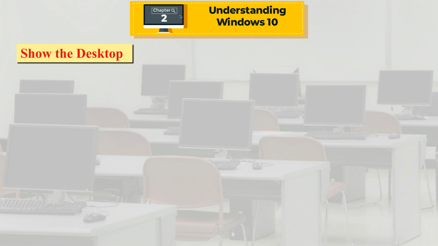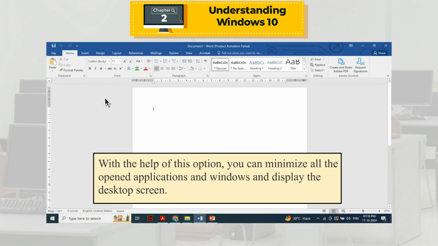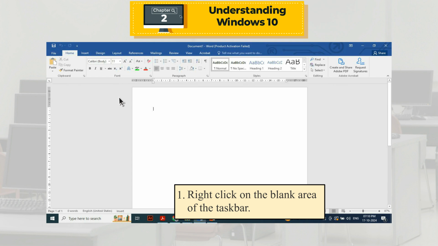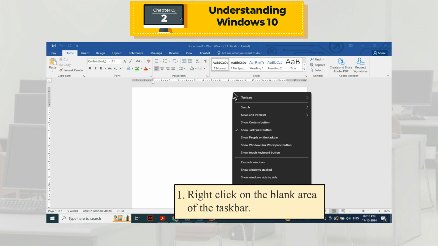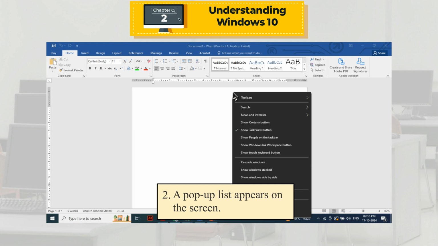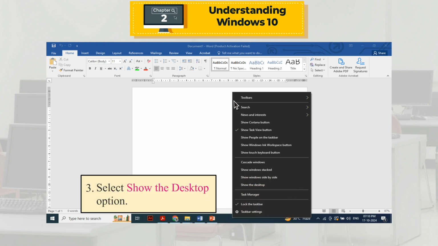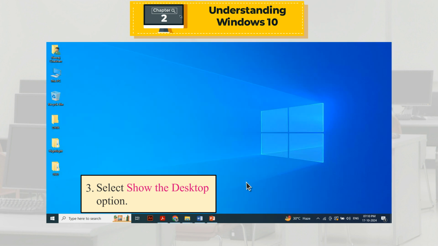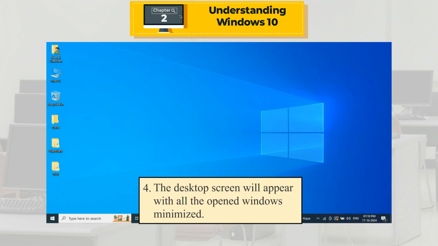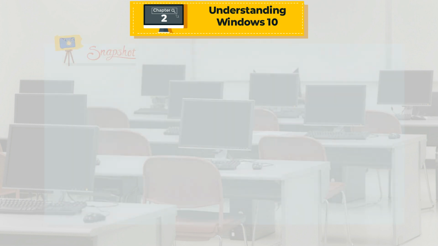Show the desktop. With the help of this option, you can minimize all the opened applications and windows and display the desktop screen. 1. Right-click on the blank area of the taskbar. 2. A pop-up list appears on the screen. 3. Select the Show the Desktop option. 4. The desktop screen will appear with all the open windows minimized.